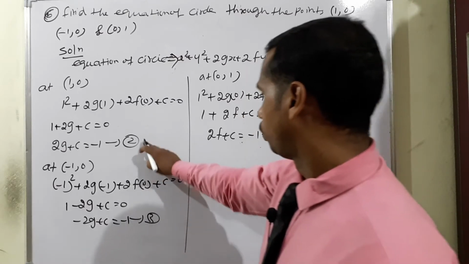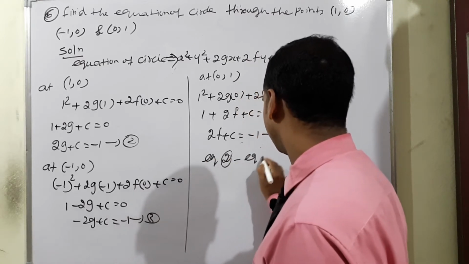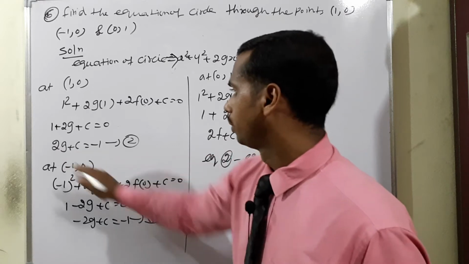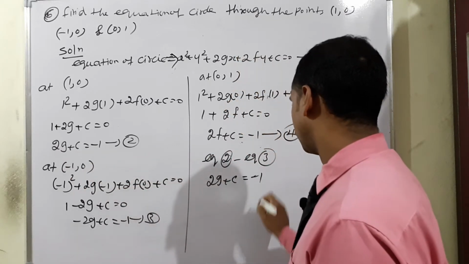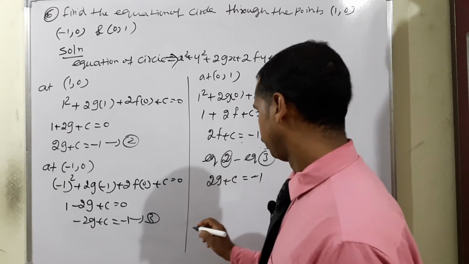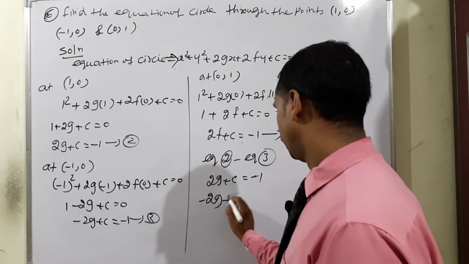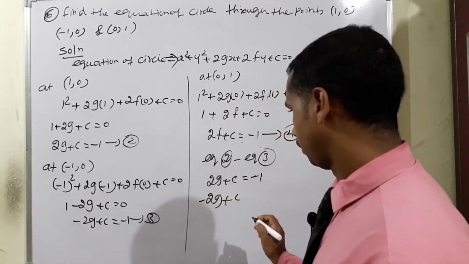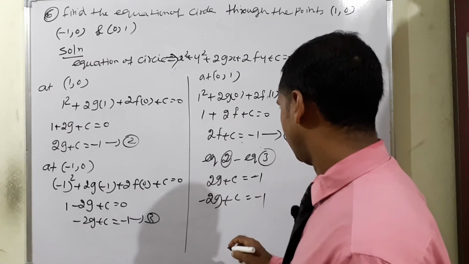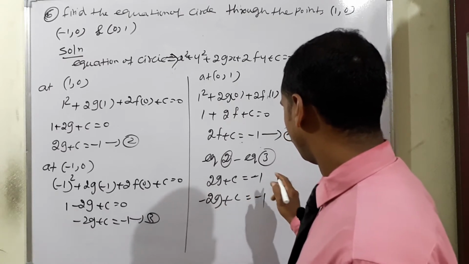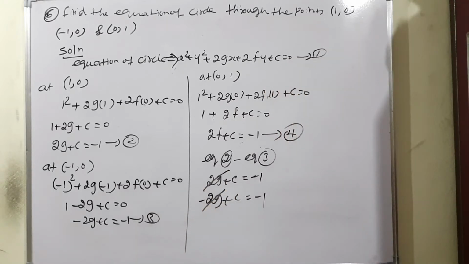Now, equation 2 minus equation 3 means what will happen? Equation 2 minus equation 3. Equation 2, 2g plus c is equal to minus 1. Equation 3, so minus 2g plus c is equal to minus 1, isn't it? So minus 1 means otherwise equation 2, this is actually plus 2g, minus 2g is cancelled, isn't it?